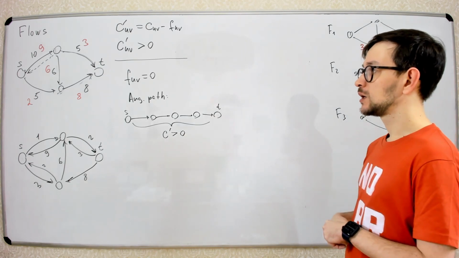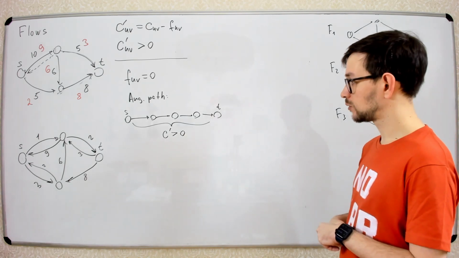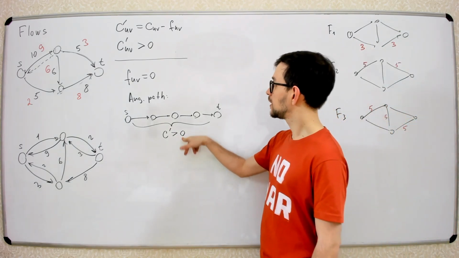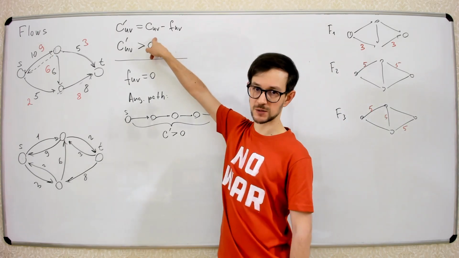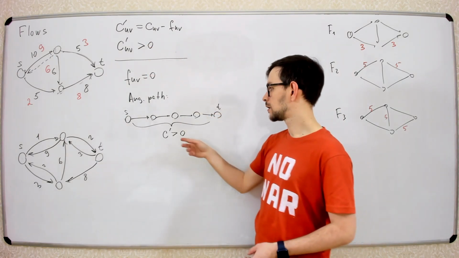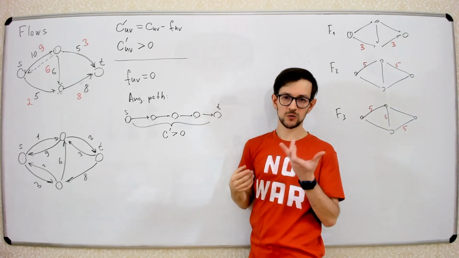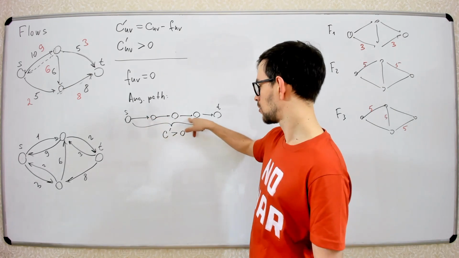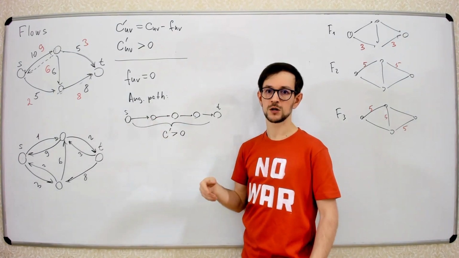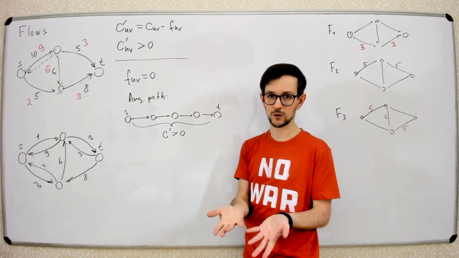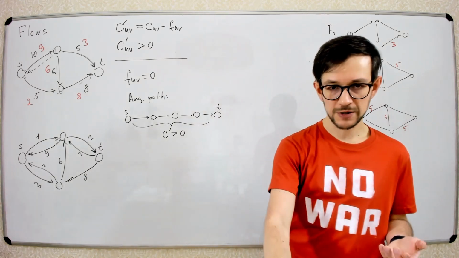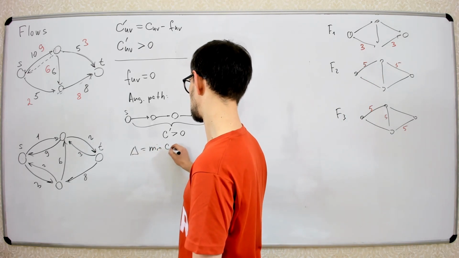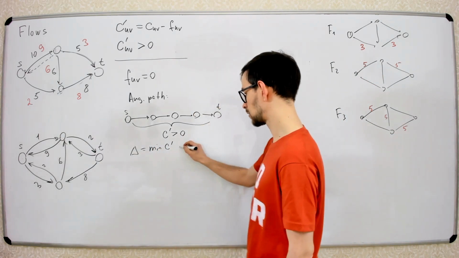Now, if we find this path, what can we do? What does it mean if residual capacity is greater than 0? It means that our current flow is less than the maximal capacity. So residual capacity is kind of a maximal value by which we can increase the flow for this edge. So we can increase the flow over all these edges. How can we increase the total flow? We'll just take the minimum of all capacities. So let's say delta is the minimum on the path.